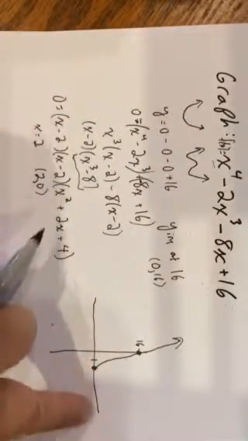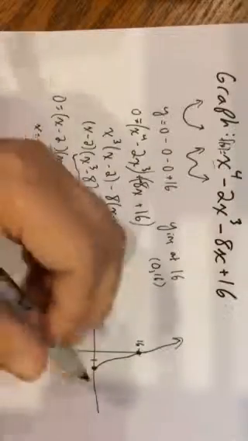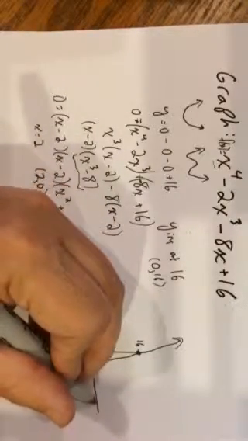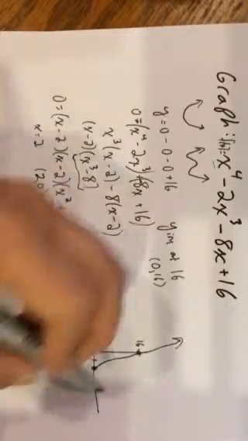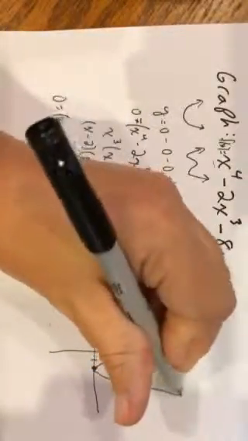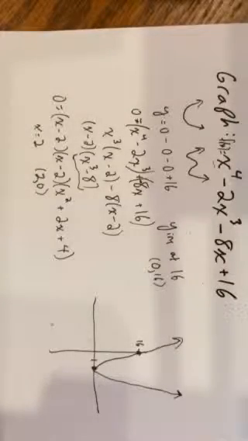And I also know there's no more intercepts. So I can't cross this and come back up, because then I would hit the x-axis again. I would get another intercept. So this just has to kind of turn around and go back up. All right.